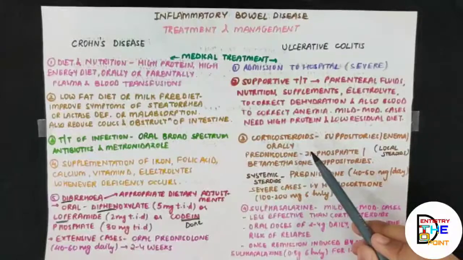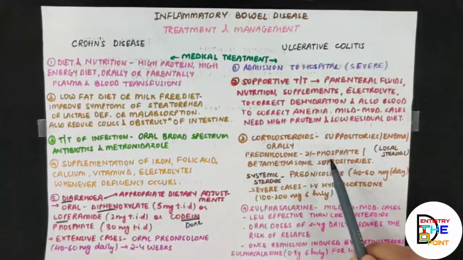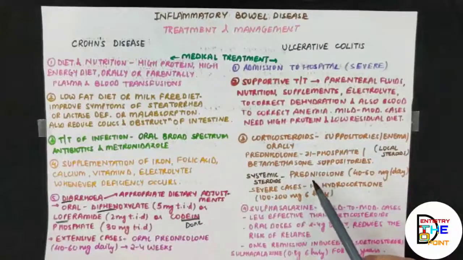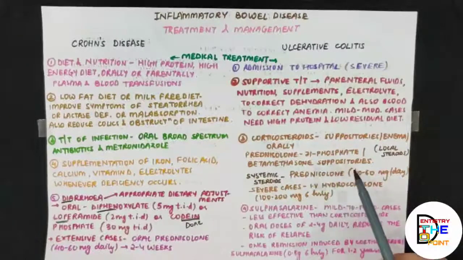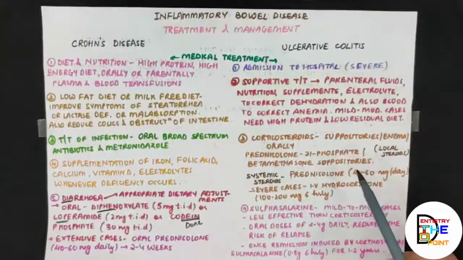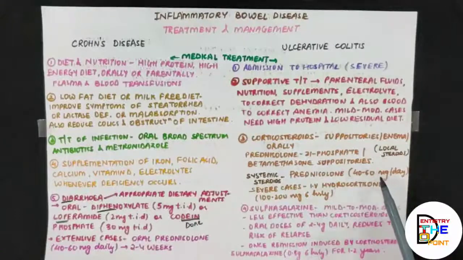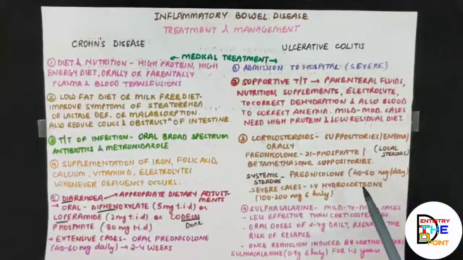Okay, so if you're talking about local corticosteroids, then obviously your prednisolone 21-phosphate or betamethasone suppositories may be useful for the treatment. Otherwise, if the disease is severe, then the systemic corticosteroids are indicated. So in systemic corticosteroids, you have prednisolone 40 to 60 mg given orally in divided doses or a single dose for 4 to 6 weeks, depending upon the response. Same as you have read in your Crohn's disease.